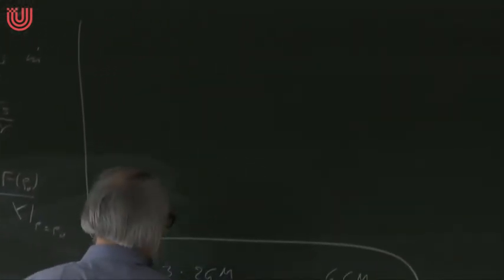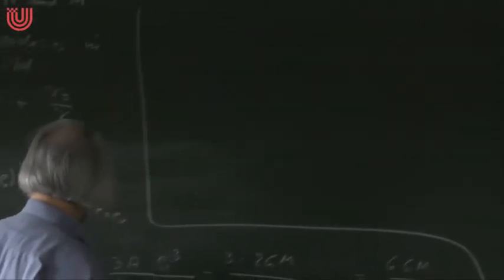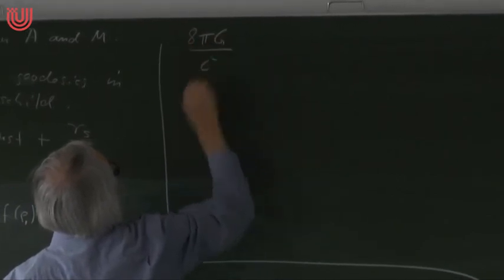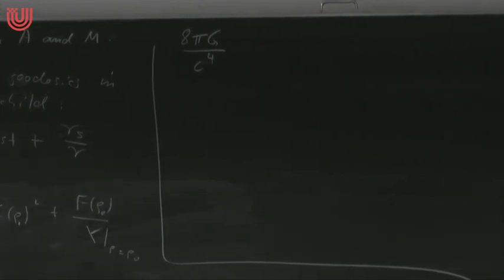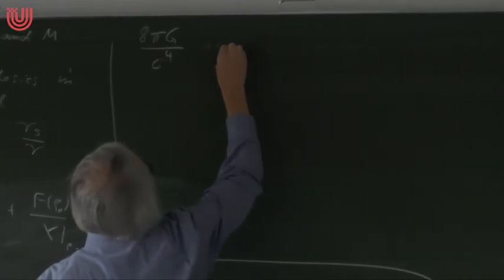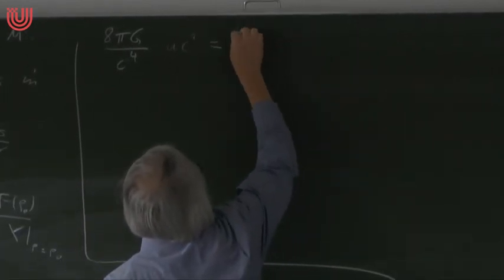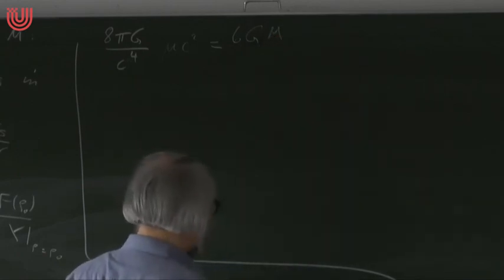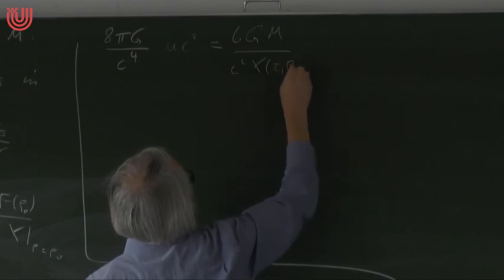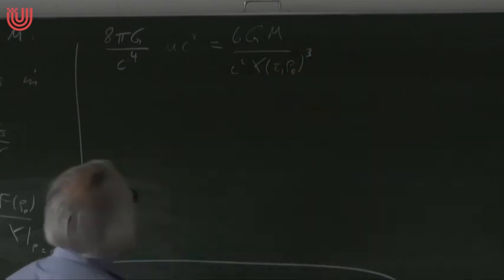And then we have a very interesting equation on the board. Kappa was 8 pi G over c to the 4, right? This was kappa, if you remember. This came from comparison with the Newtonian limit. Kappa mu c squared. And on the other side, I have 6GM over c squared y of tau and rho naught cubed.